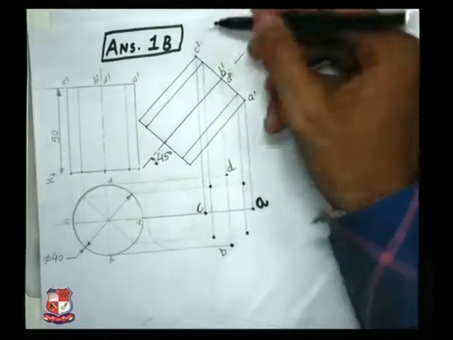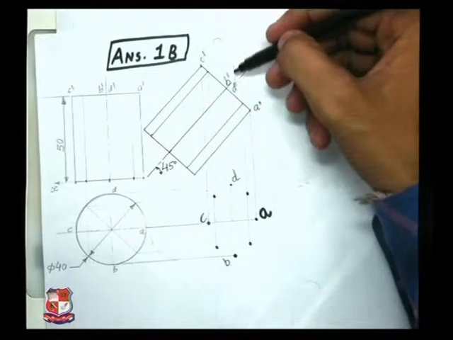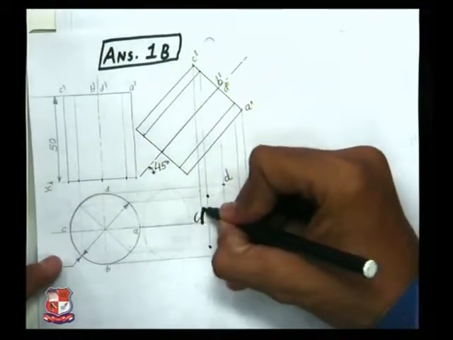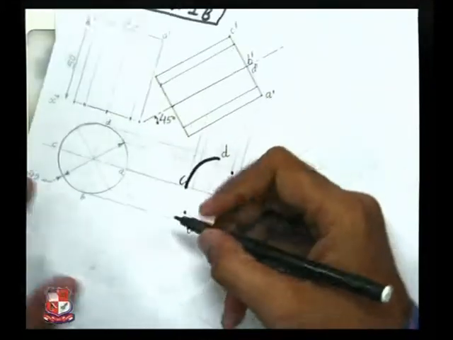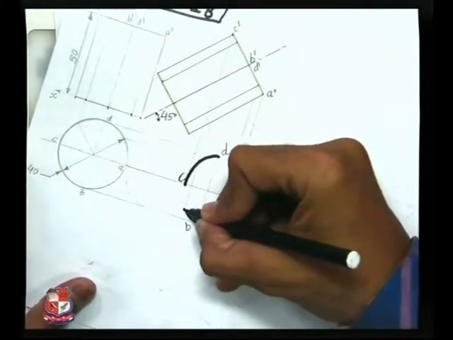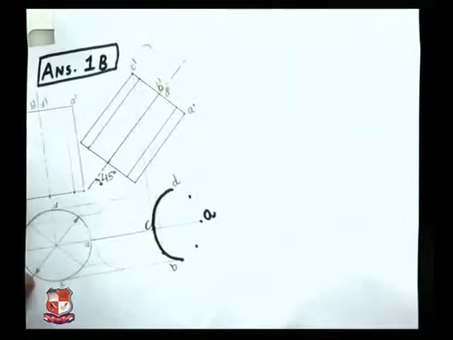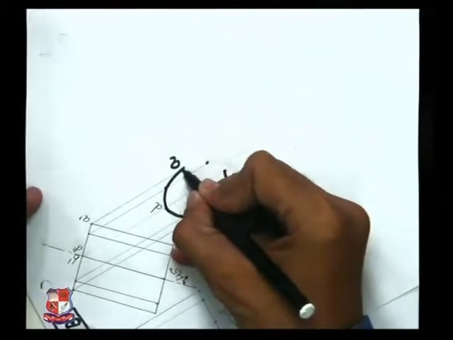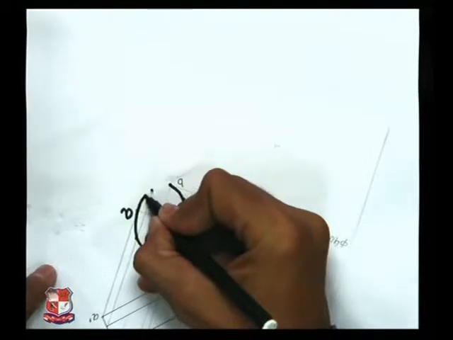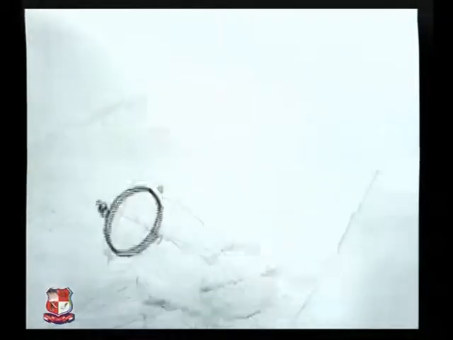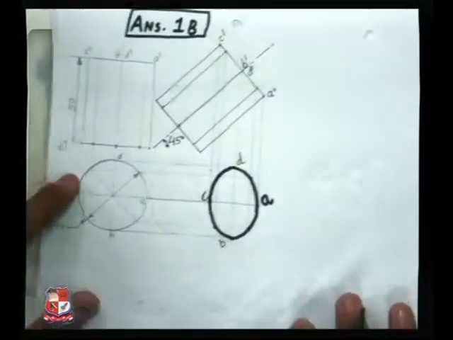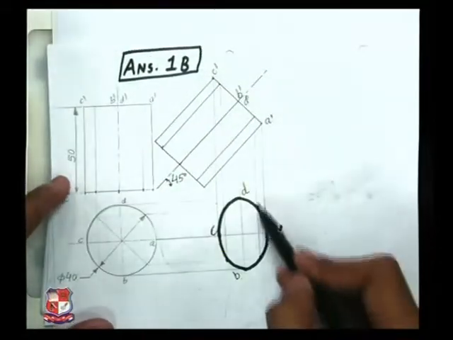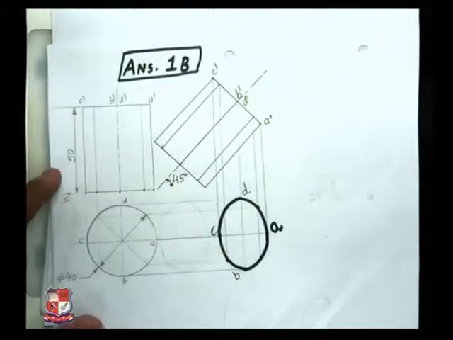Now as we are looking from the top, this face would be fully visible, hence join all these points with a smooth curve and with a full line. No dotted line would be there because that face is fully visible to us. So this is the top view of one base of the cylinder. This upper circular portion would appear like this if it is tilted at an angle of 45 degrees.